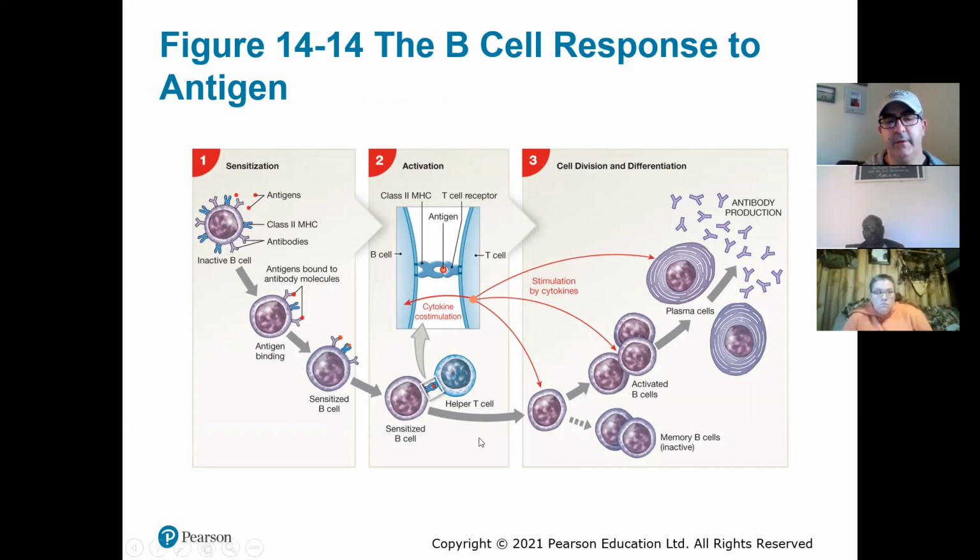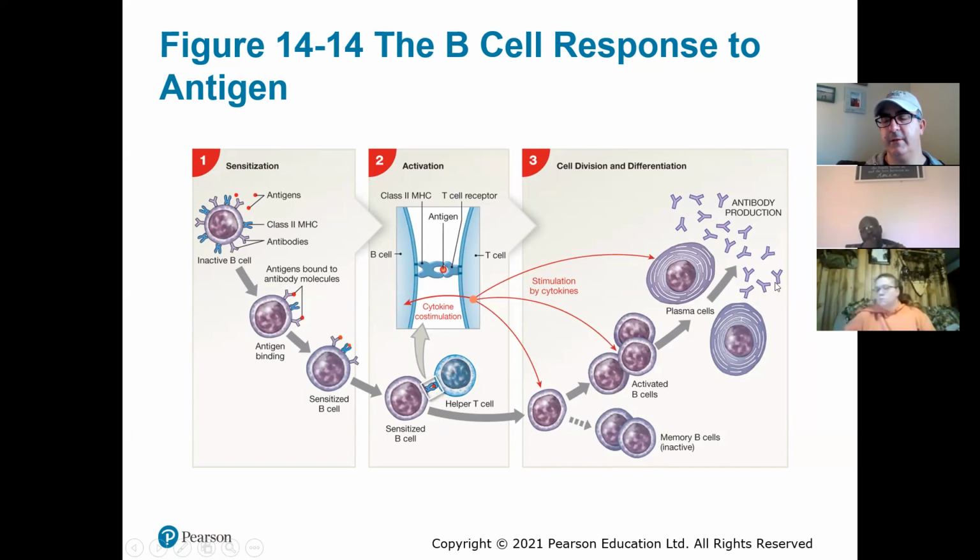So not only does it clone itself, it can activate helper T cells. So just like helper T cells activate B cells, B cells can activate helper T cells, right? And that's what this is, the co-stimulation, they activate each other. And then you get a cloning effect. You get all these memory B cells, you get activated B cells. The plasma cells go out and secrete antibodies.